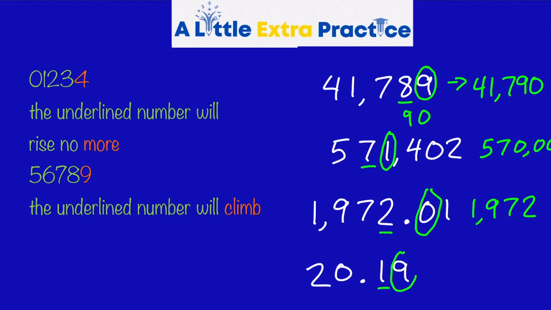The next one, 20 and 19/100ths. Circle the number to the right, which is the 9. 9 is a strong number. 5, 6, 7, 8, 9, the underlying number will climb. The 1 is going to climb up to a 2. The 9 is going to become a 0. And then the 20 here stays the same. I'm going to rewrite this, instead of 20 and 20 hundredths, as 20 decimal 2, or 20 and 2 tenths.